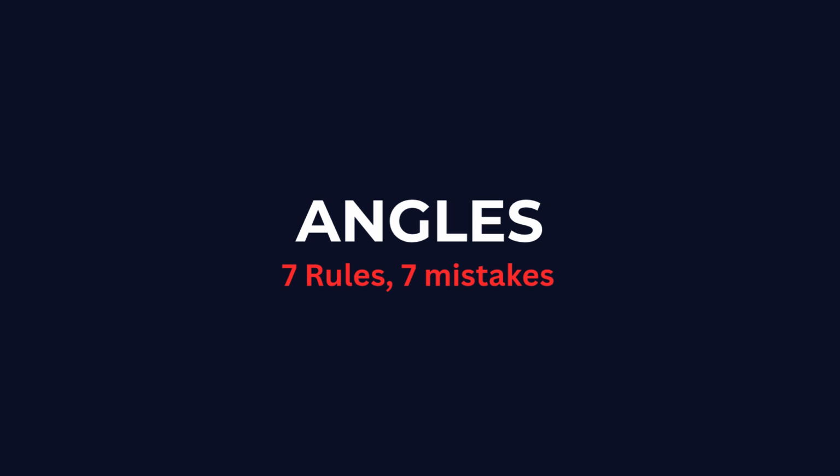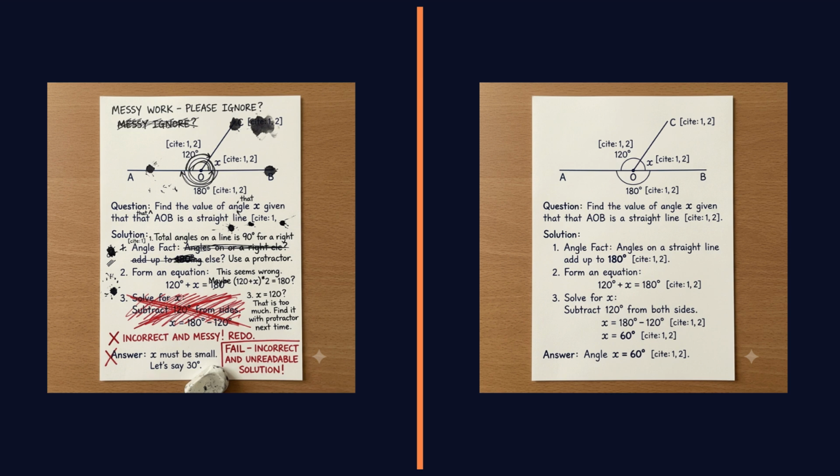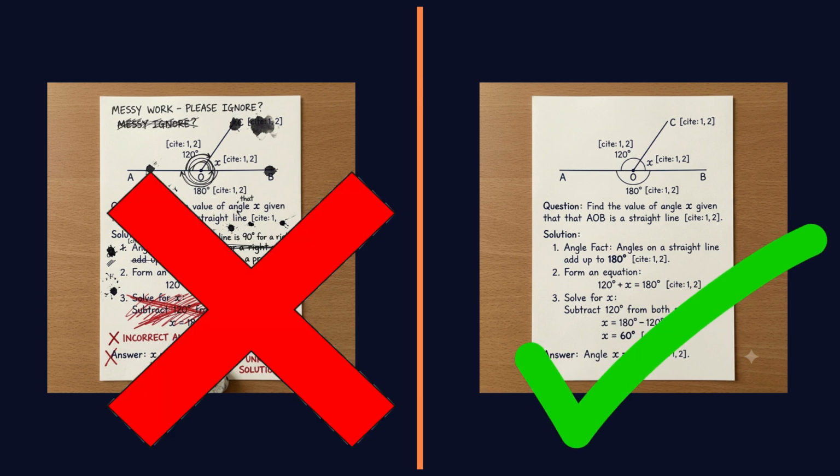90% of IGCSE students lose marks on angles questions, and every single time, it comes down to the same 7 mistakes. In this video, I'm going to show you exactly what those mistakes look like, why they happen, and the dead simple way to remember the correct rule every single time.